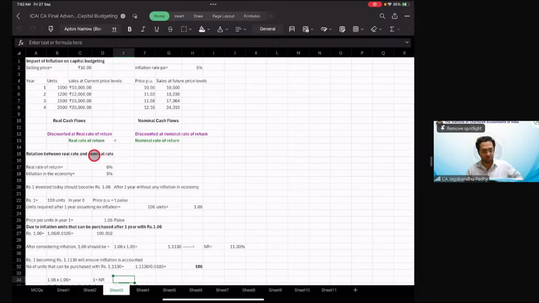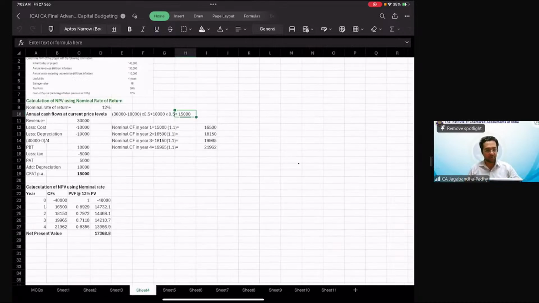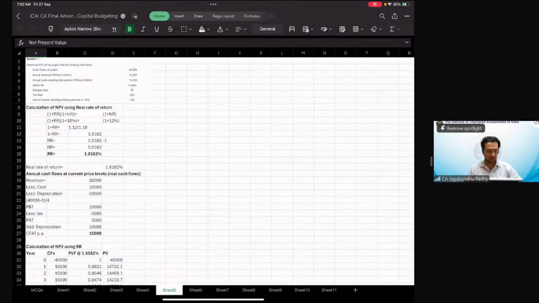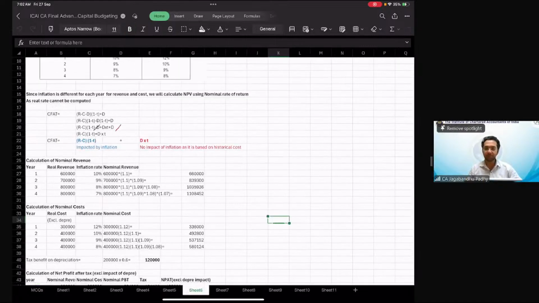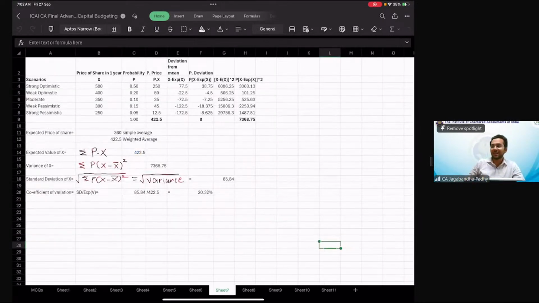Then we also saw the relation between the real rate, inflation, and the nominal rate. After that, we have done quite a few questions where we computed that the tax savings on the depreciation is essentially not impacted by the inflation, and that has to be separately treated. Okay. Then we started with the risk adjustment by calculating the expected value, standard deviation, variance, and the coefficient of variation. And we concluded that as the standard deviation or the coefficient of variation is higher, the particular project is having a greater amount of risk.